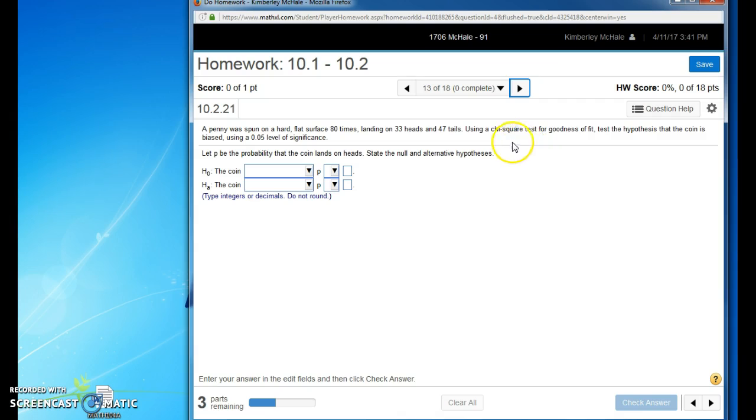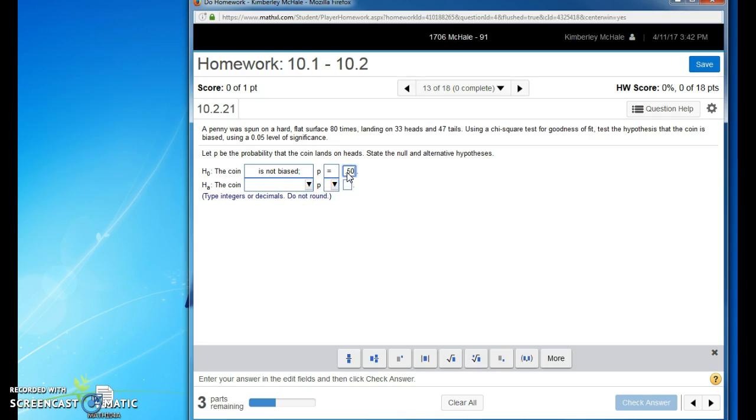This one is going to use a chi-square test for goodness of fit to test the hypothesis that a coin is biased. Remember that the null hypothesis is always the assumed condition, so we're always going to assume a coin is not biased, like we assume innocence in a court of law. If it was not biased, then we would expect the probability of landing on heads is 50%, versus the coin is biased, and that would be not equal 50% because I'm not saying one way or the other.